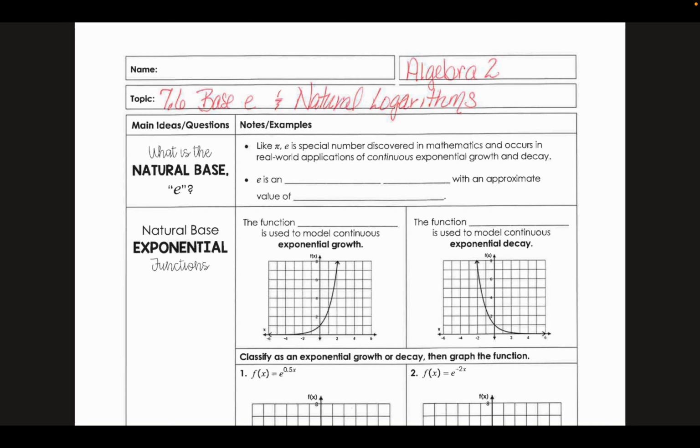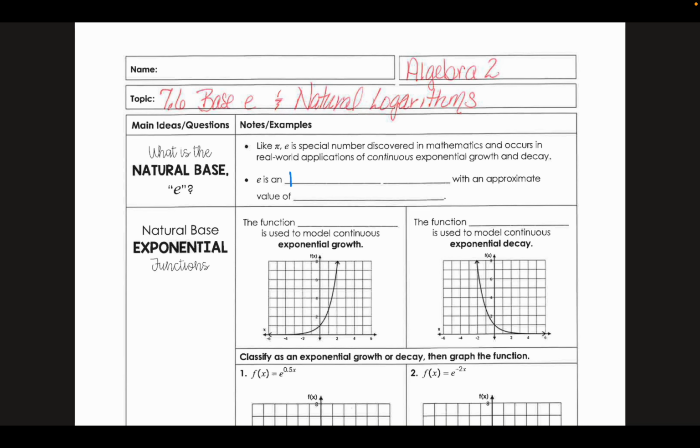So let's talk about E and what it's used for and why it's used and all of that. So E, first of all, what is E? Well, E is similar to pi. E is a number. It's not a variable. Pi isn't a variable. Pi is a number, and it's an irrational number.